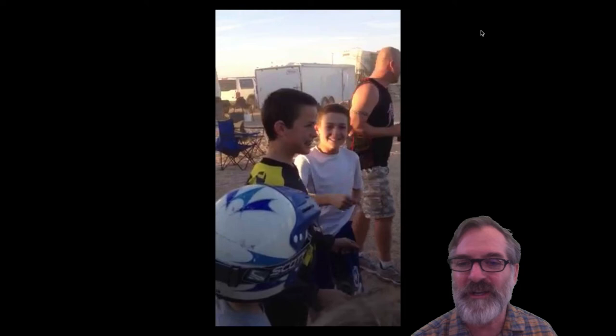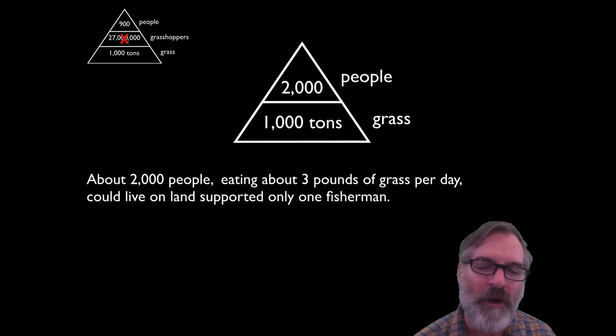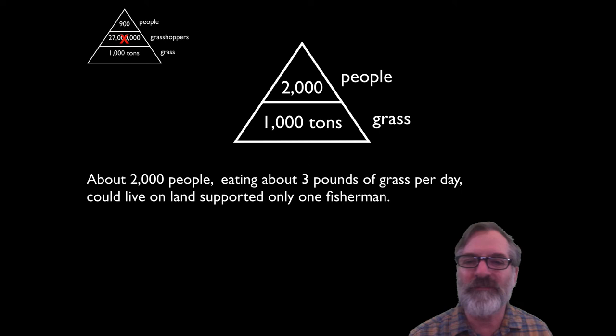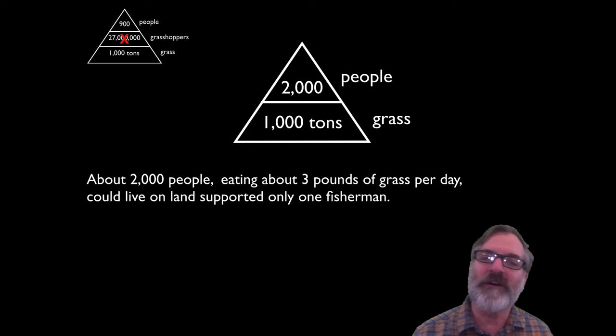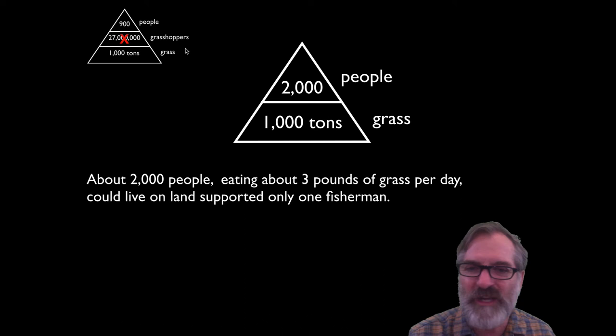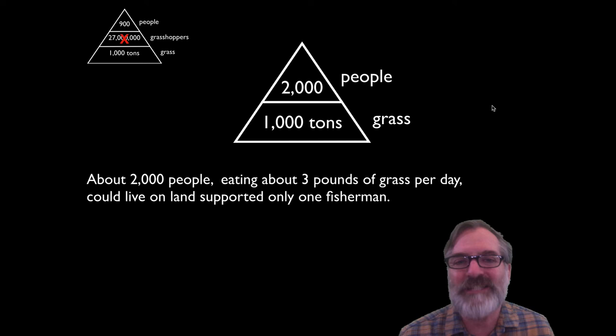So let's get back to our energy pyramid. So let's say we don't want to eat insects. Let's get rid of the fish, the trout. Let's get rid of the frogs. Let's get rid of the grasshoppers here. So there's 27 million grasshoppers. We're getting rid of them, and we're going to just straight eat grass. And you're like, we can't eat grass. Actually, remember, rice is a grass, right? So we eat plants so people can eat that.